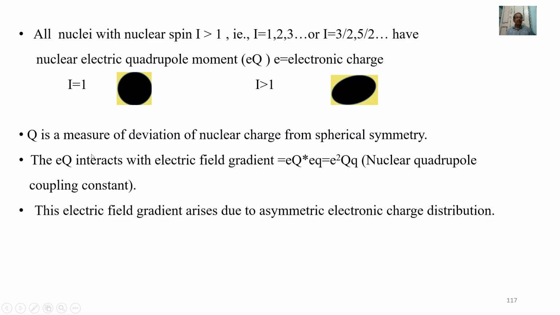The eQ interacts with the electric field gradient, eq, which gives e squared Q q, where small q is the electric field gradient. This is nothing but the nuclear quadrupole coupling constant. So the nuclear quadrupole coupling constant is denoted as e squared capital Q small q. This electric field gradient arises due to asymmetric electronic charge distribution.